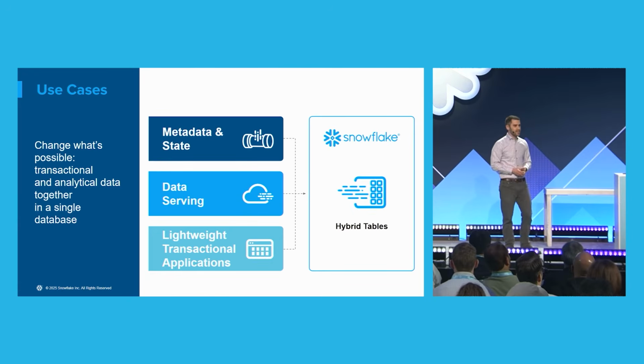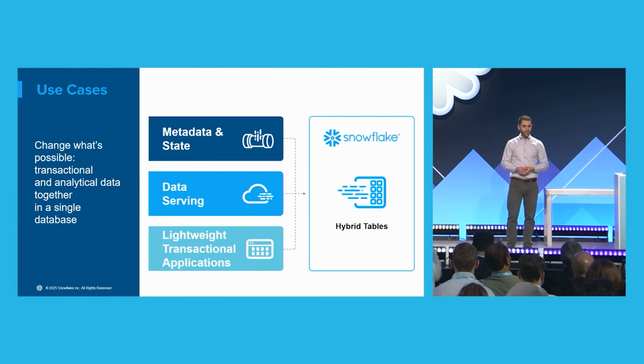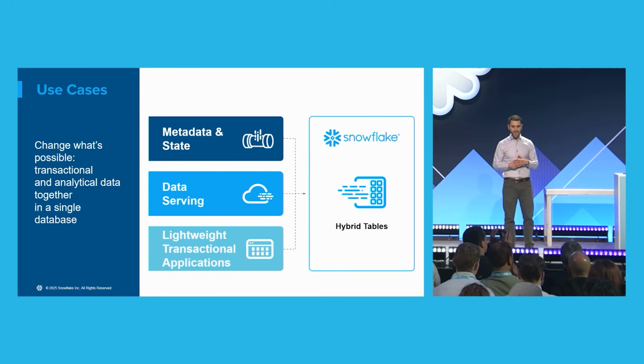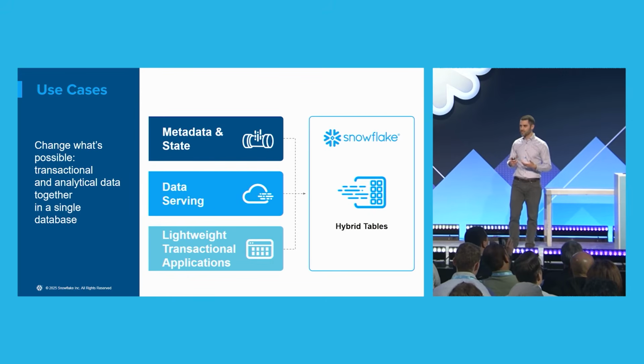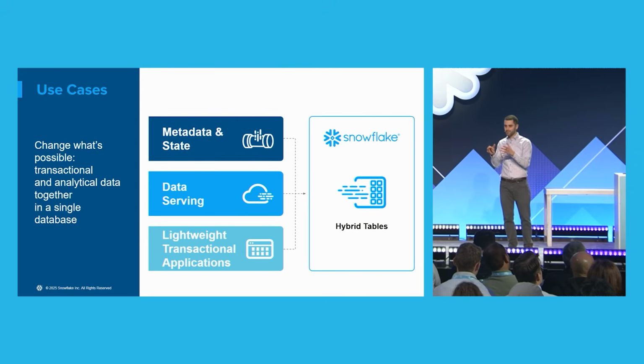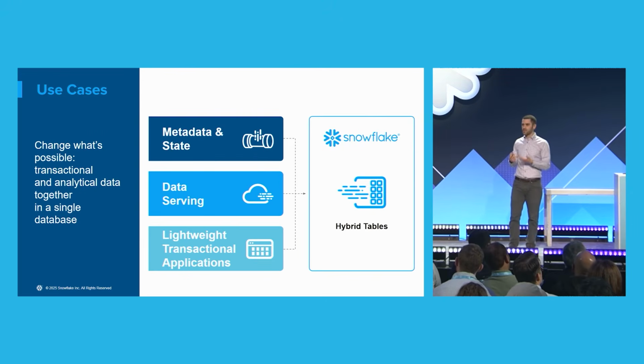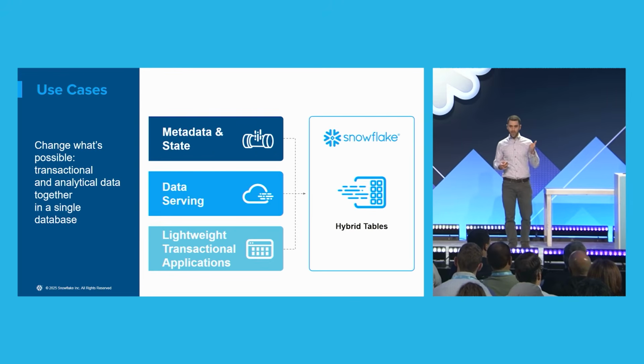Sounds cool. What can we do with that? There are hundreds of customers running production workloads on hybrid tables today across all sorts of industries, verticals, functions, use cases. Generally speaking, we see use cases cohere into three broad buckets. The first is using hybrid tables as an operational store for metadata and state. Britton's going to tell you a little bit about one of those types of use cases for Project Lead the Way.